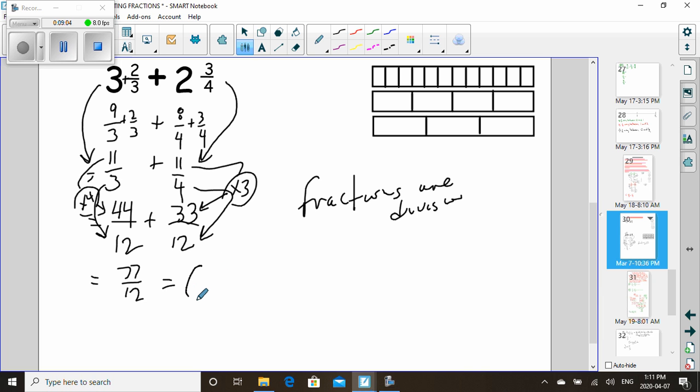So this is 6 whole groups for sure. And what did we say? 6 times 12 is 72. How would I get to 77, which is the numerator? I would have to add 5. Therefore, the numerator of the fraction is 5. Okay, so 6 and 5/12. The denominator is still 12. And there's our mixed number. Okay? All right. Moving on.